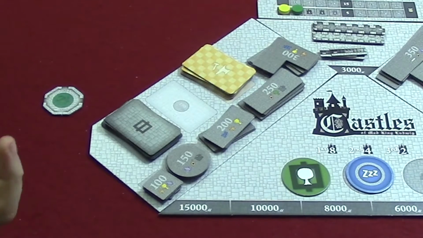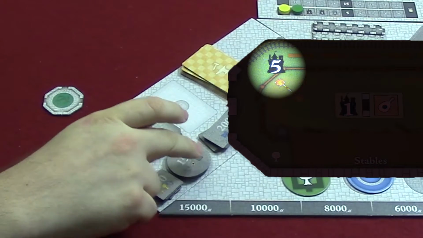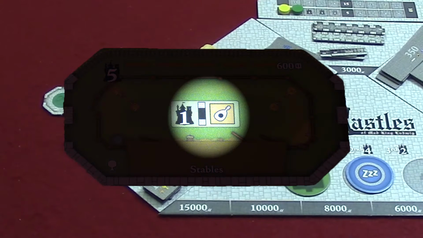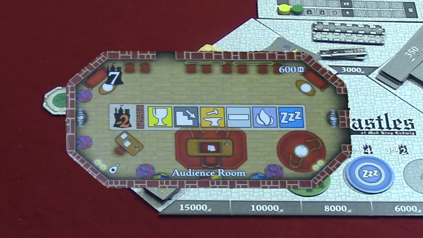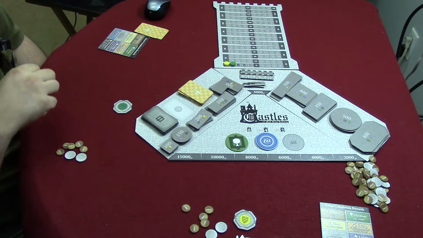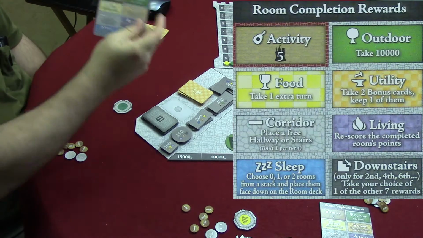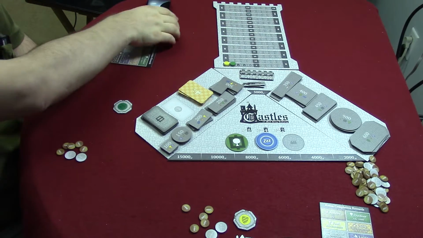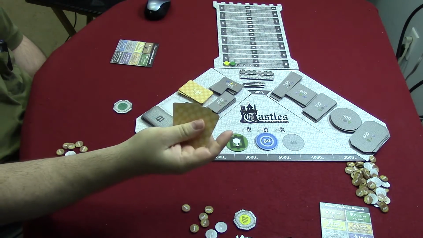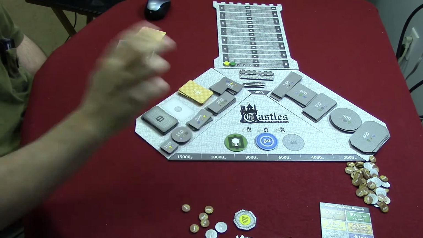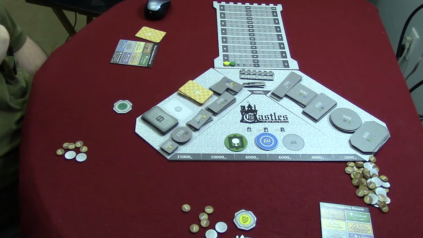Now, to score victory points, we will do this by building rooms in our castle, and then certain rooms have abilities that will grant us additional victory points in most cases. Sometimes it's negative, and we'll get into that. And then we also score points by completing certain rooms. They'll give us a reward. Also by these bonus cards and the king's favor. And we'll get into all that in a second.